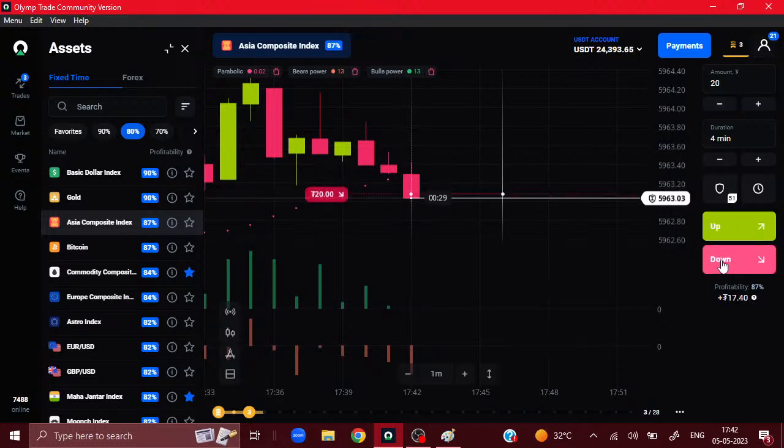Starting with $20. Yes, Nizamuddin ji, you can start with a capital of $100.